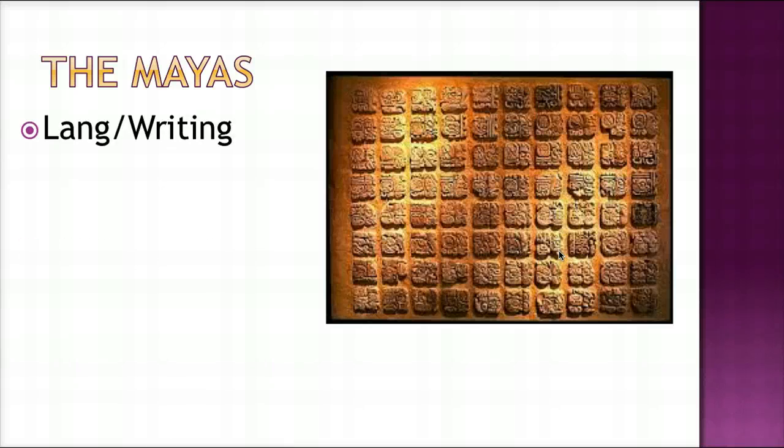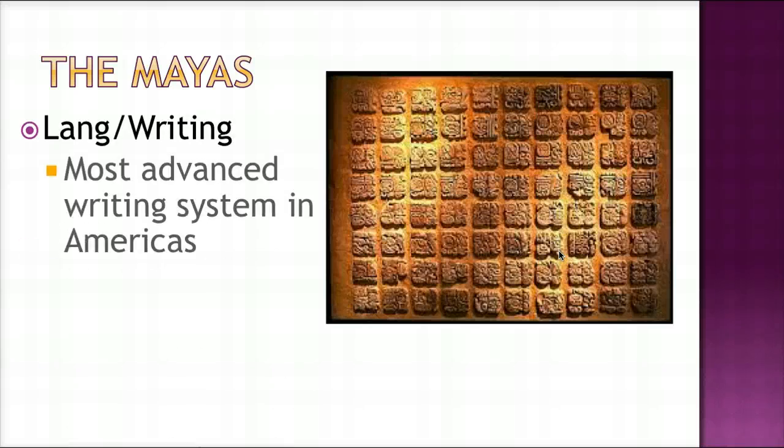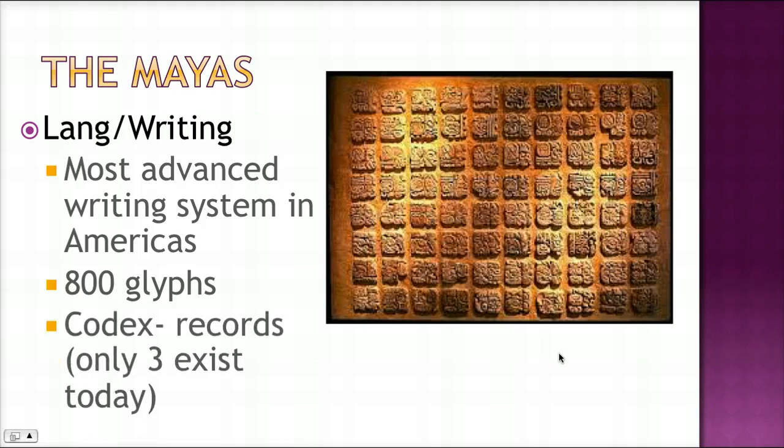In terms of language and writing, they had the most advanced writing system in the Americas. And it's no shock to us when we see what they were able to do. They created 800 glyphs. Glyphs are like hieroglyphics. I mean, they're essentially the same thing. They're pictures or symbols that stand for words or phrases. And you can see here in this image on the right, lots of different images of glyphs.